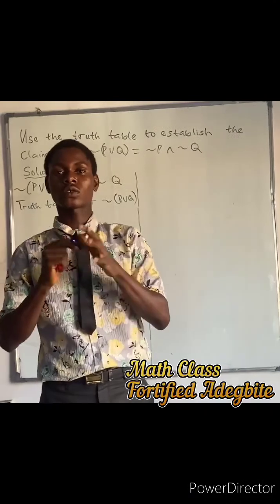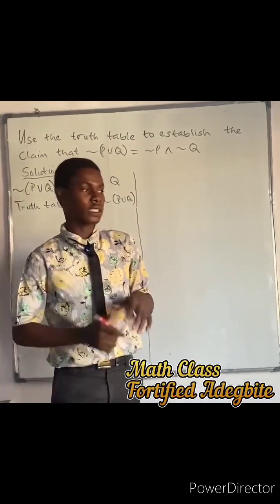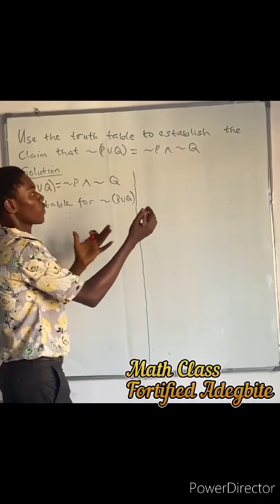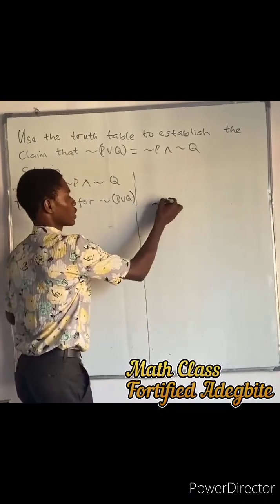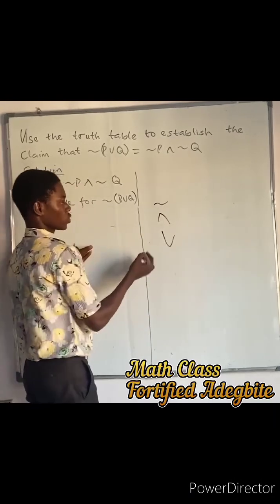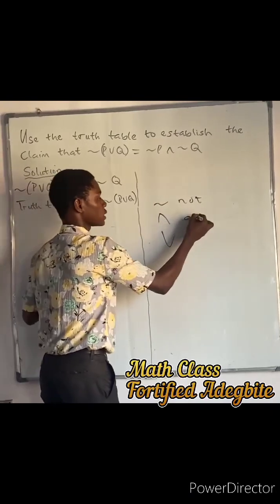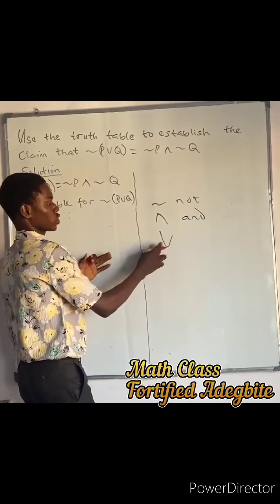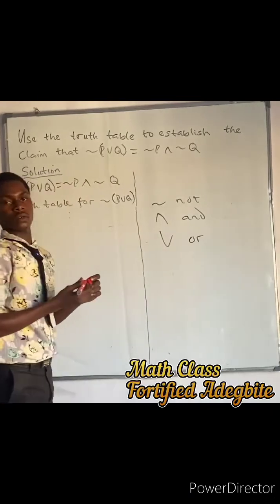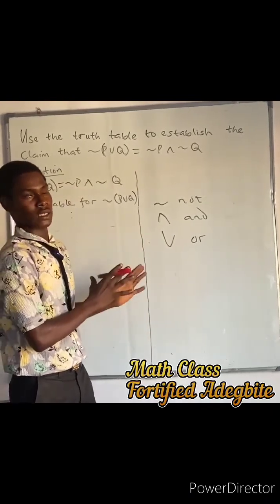First of all, you need to take note of some things. Number one, make sure you can identify your connectives. Now we have three connectives here, which is our negation, our conjunction, and our disjunction. Negation means not, conjunction means and, while disjunction is what? Or. That's the first thing you need to take note of, your connectives.